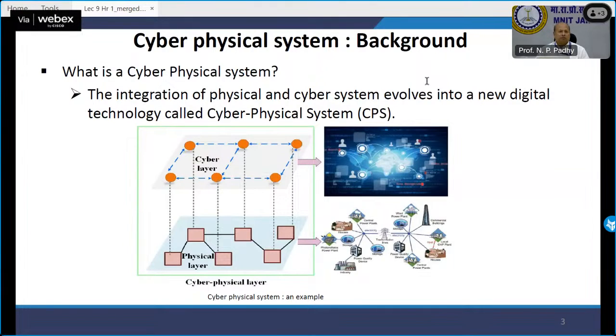So what is a cyber physical system? The integration of physical and cyber systems evolves into a new digital technology called the cyber physical system. As you could see from the bottom right-hand side, we have a complete physical layer, that is your AC/DC microgrid, or it could be a distribution system, or any system. Then you have a communication layer at the top, which is popularly known as the cyber layer. So this whole becomes a single cyber physical system.